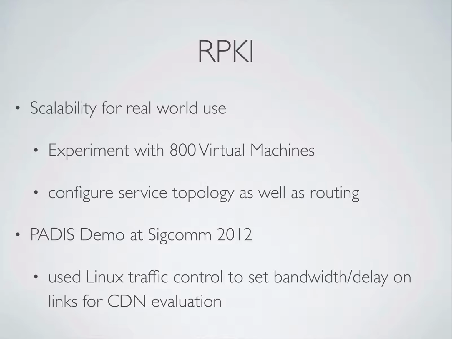Finally, the system has been used for real-world research. The RPKI experiment with 800 virtual machines spread across two physical locations. AutoNetKit was used to configure service topology for the RPKI infrastructure as well as the routing protocols. AutoNetKit has also been used in the PADIS demo at SIGCOMM 2012, where the Linux traffic control was used to set bandwidth delay on links for CDN evaluation.